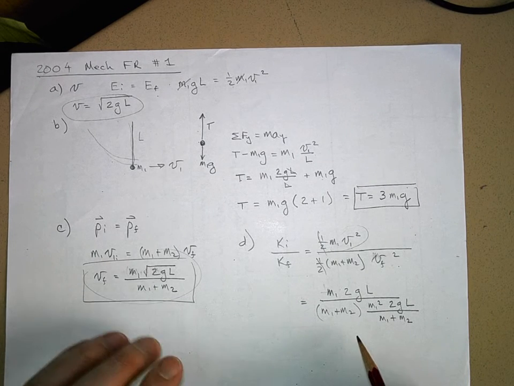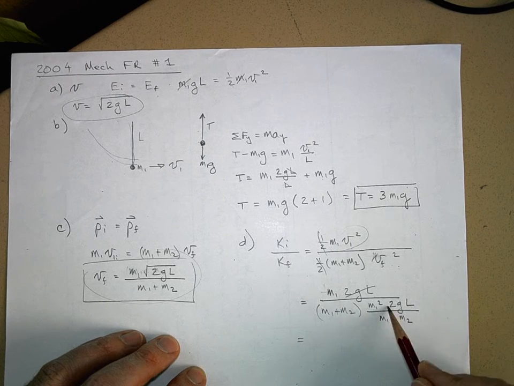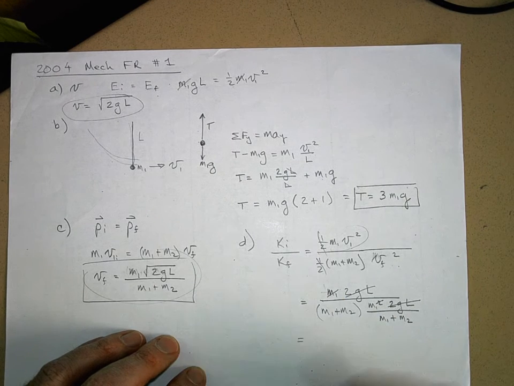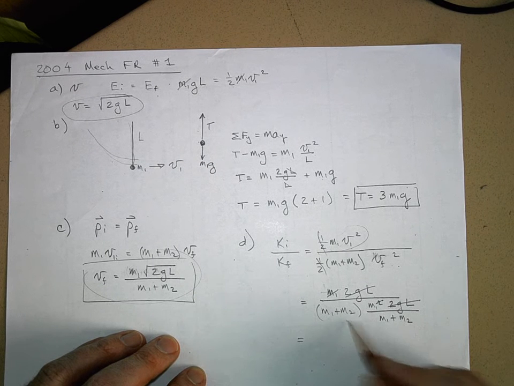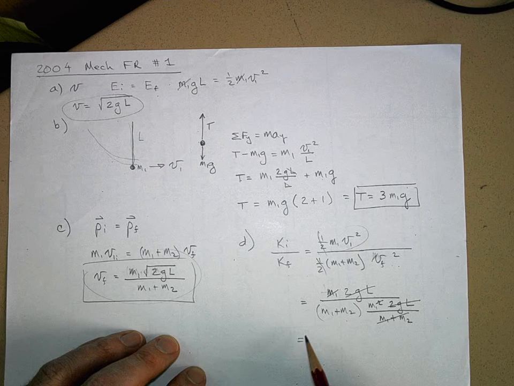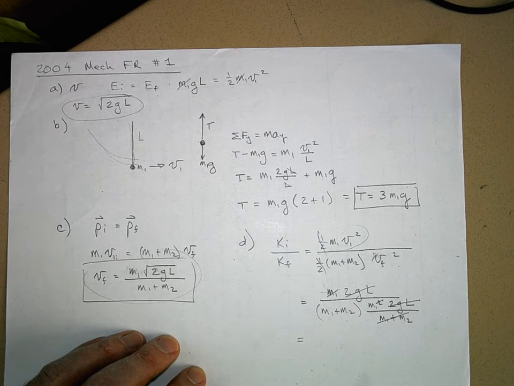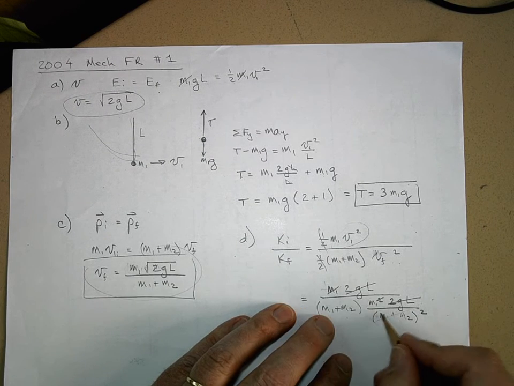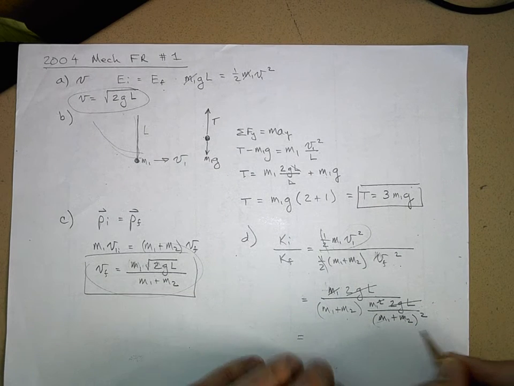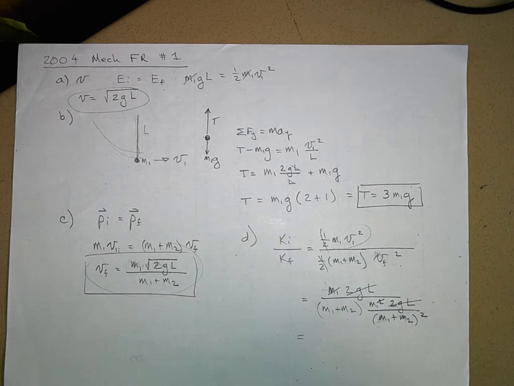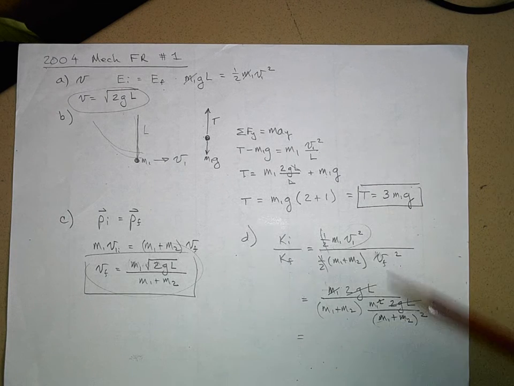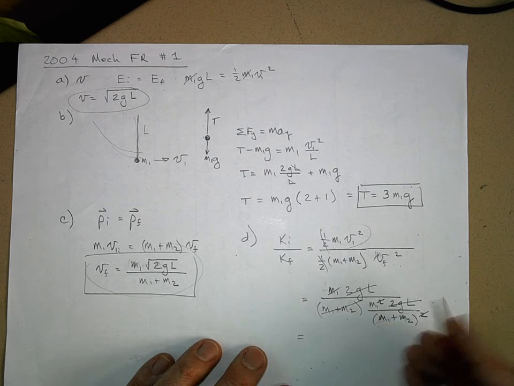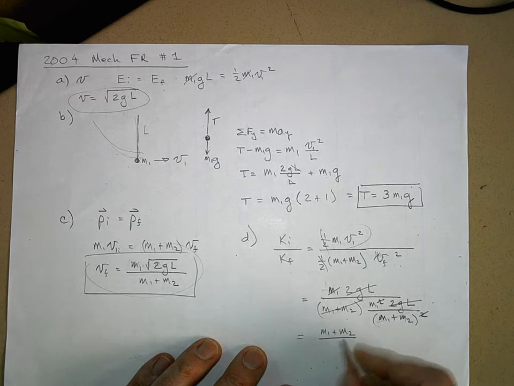And so lots and lots of stuff cancels out. 2GL cancels the 2GL. M1 cancels with the M1 squared. And M1 plus M2 cancels with the M1. Wait a minute. Oh, this should be squared. Thank you. I was looking at that and going, hmm. And the way I caught my mistake there, and I did make a mistake, is I was noticing that it's not dimensionally canceling out. You can't have a mass left over. You can't have anything with units left over. But anyway, so this will cancel with this. And so we're left with M1 plus M2 over M1.